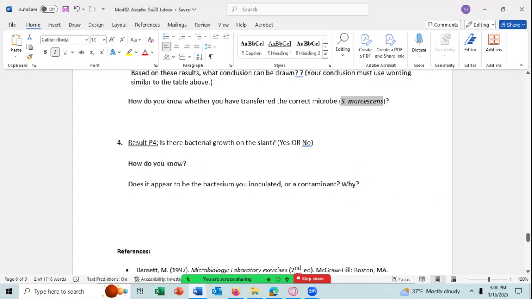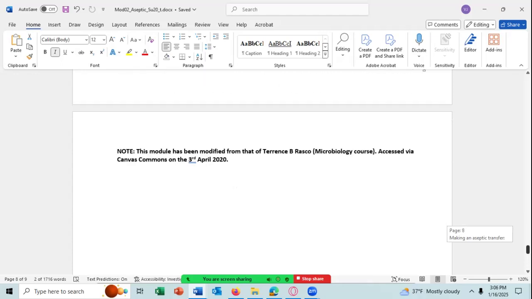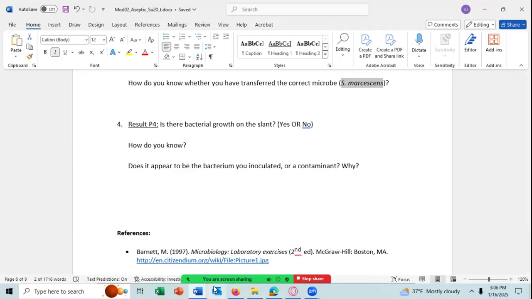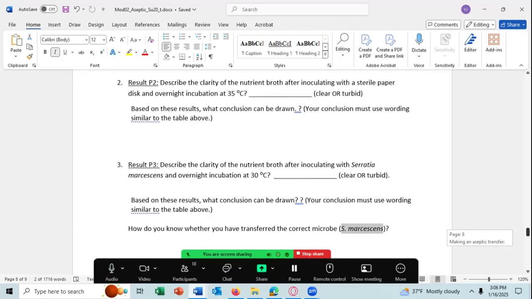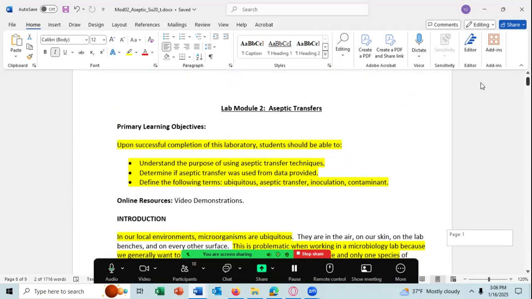Any question about the questions or the procedure for lab 02? If not, remember, you actually can only answer questions in the worksheet, which is right here, lab module 2.